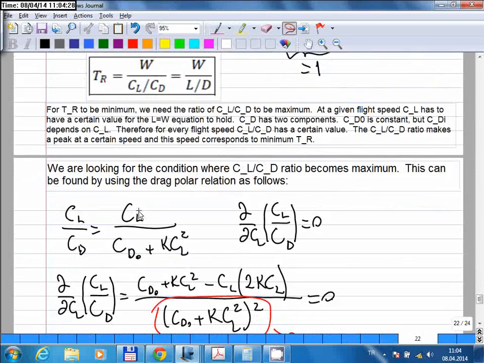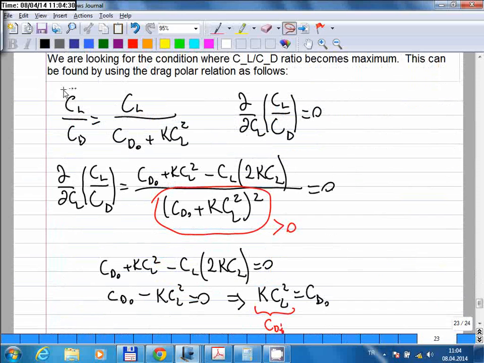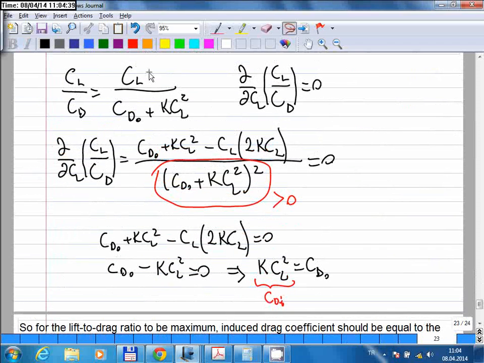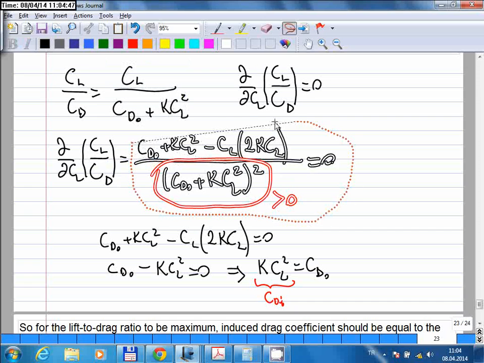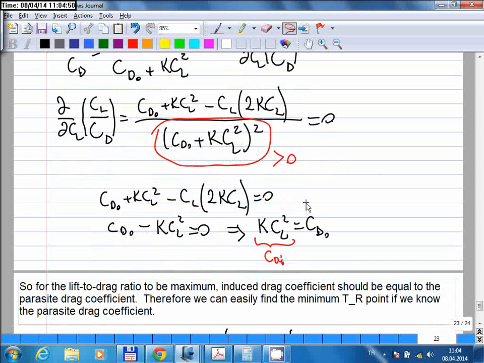And I think that was the last thing we did last week, right? In finding the maximum of this point, this time we take the derivative with respect to CL. The derivative of this expression with respect to CL is this expression here, and then you equate that to 0, and that equality gives you this condition. So CD0 should be equal to K times CL squared, but K times CL squared is the induced drag coefficient. So that means the induced drag coefficient should be equal to the parasite drag coefficient.